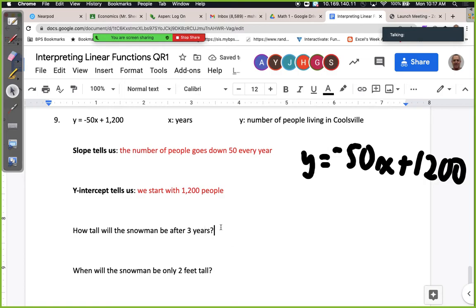All right. So how many people will there be after 3 years? And when will, let's do this. When will there be only 500 people in Coolsville?